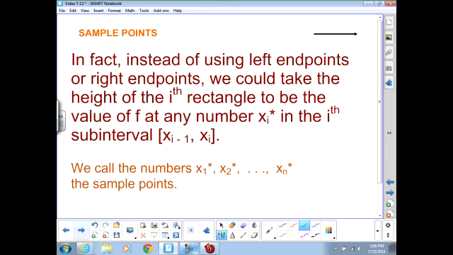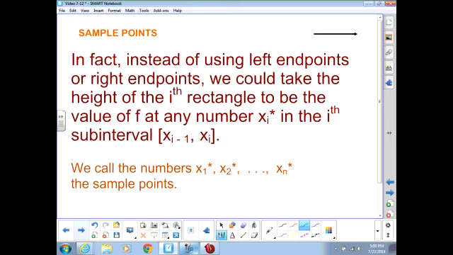Now, because our rectangles are going to get infinitely skinny as the number of rectangles gets larger and larger, once those rectangles get really, really skinny, the difference between your left-hand endpoint and your right-hand endpoint is going to be inconsequential. So all they're saying on this slide is, once your rectangles get really skinny, we could really just pick any point that's in your interval, and that should give us an approximation of the height.